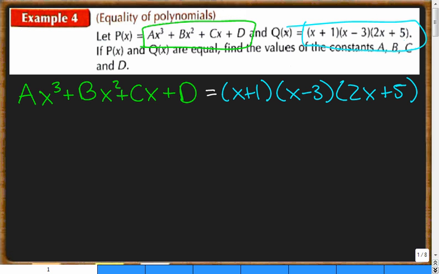Well, if we look at this side over here, it's not expanded like this one is. So that's a hint that we need to go ahead and expand it. And so once we find our x cubed, x squared, x term, and d term, we can go ahead and say what a, b, c, and d are. So on this side over here, we're going to expand it.